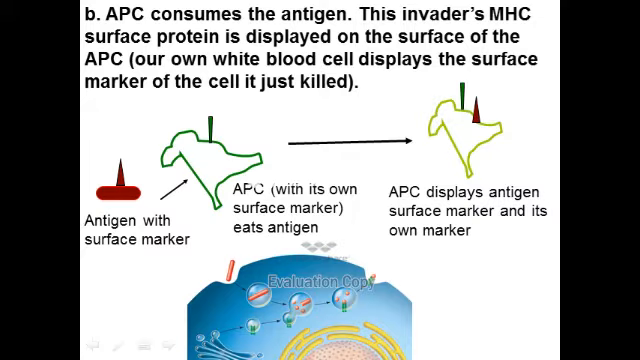The APC is going to consume the antigen. That makes sense. But what's slick is the APC is then going to display the surface marker of whatever it is that's attacking us. It's a way of like holding up the armor of our enemy and showing it around, saying, hey, we're under attack, here's what they're wearing.